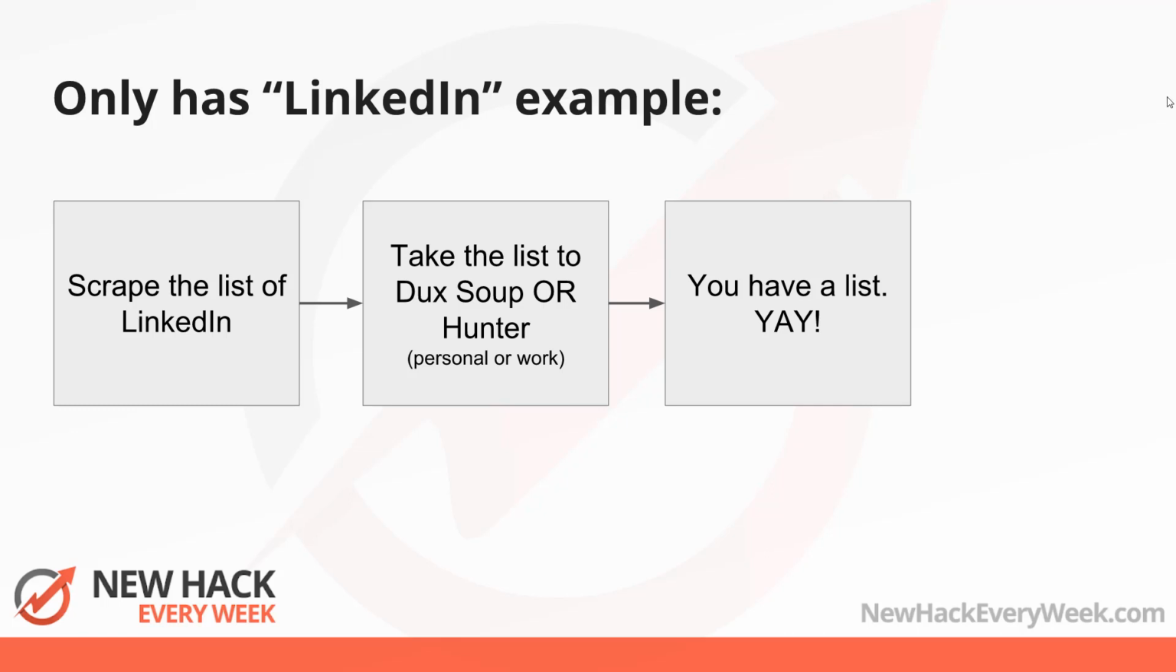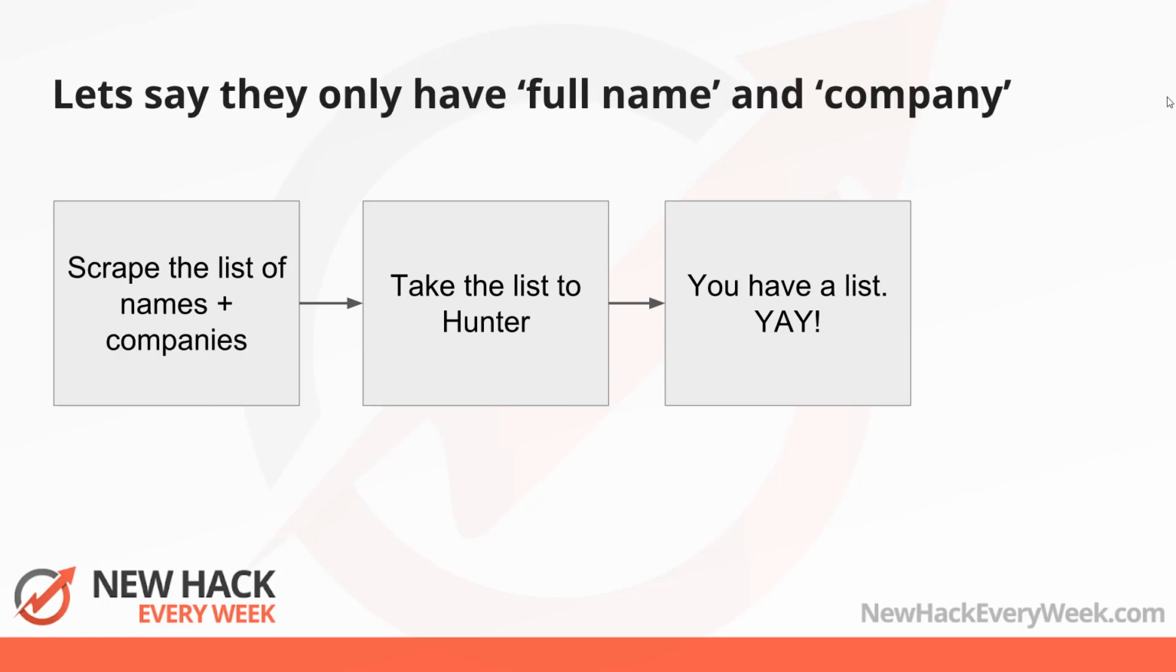Quite straightforward. Let's say that they've only got a full name and a company. This might be a database. It could be a list of people that went to an event. It could be an industry database. It really depends what you're trying to achieve and what your industry is. And just think, if you run an agency, this is something you can do for clients. But basically, you can go with just a list of names and companies. And if you've got the company domain, you can actually take that to Hunter. And then bang, you've got a list.